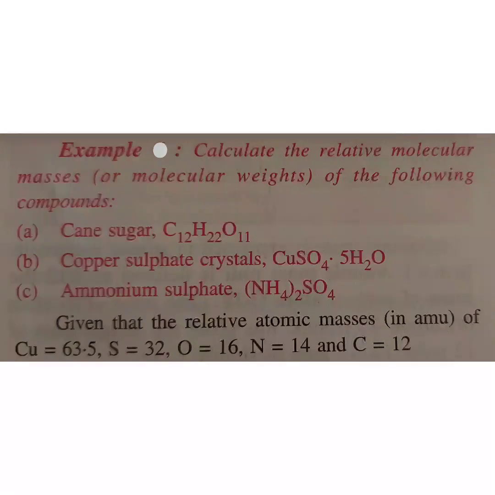So these are very simple. You only need to know how many atoms of that particular element are present in its molecule. So once you know that, you need to just multiply the atomic mass with the number of atoms and then add it for the individual elements. Let's see how to do it.